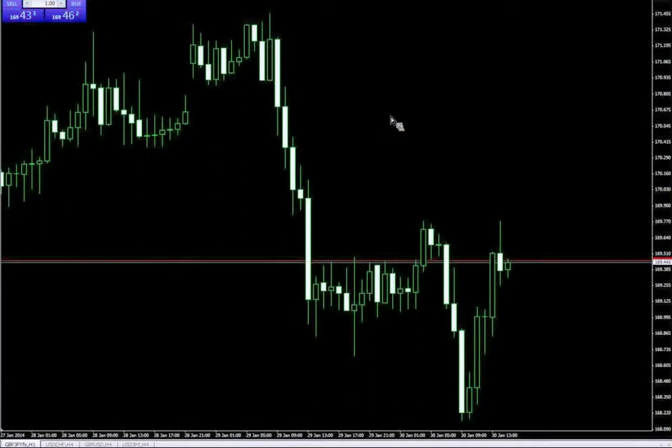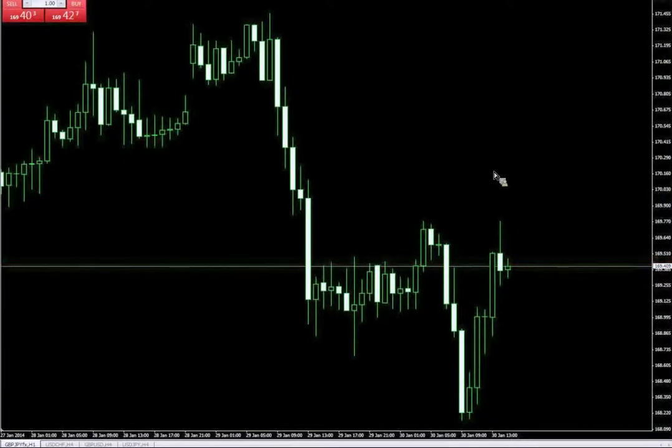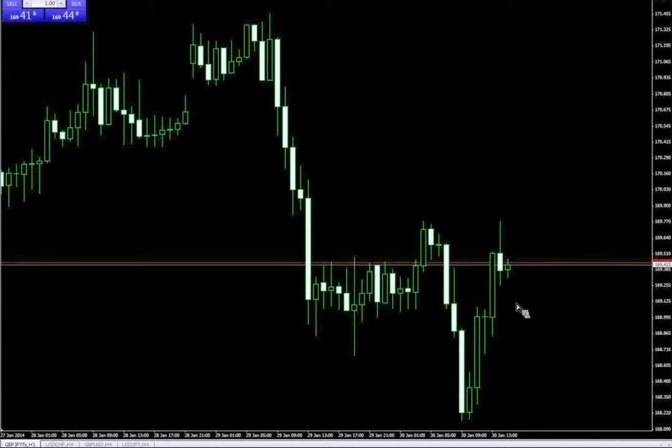Well, this is the pullback here. I want to find the one that, well, this is the pair. I got to work with what's here. I'll do it this way. I'm going to put this trend line in here.